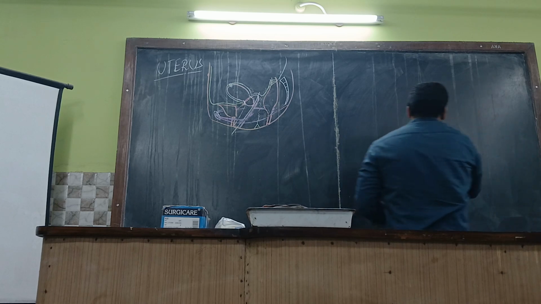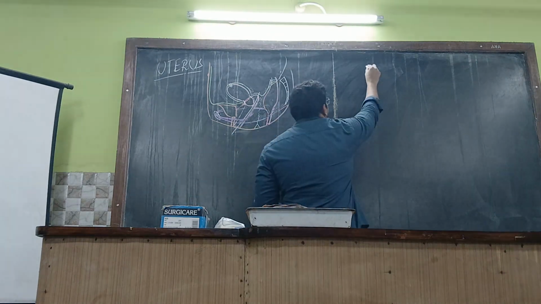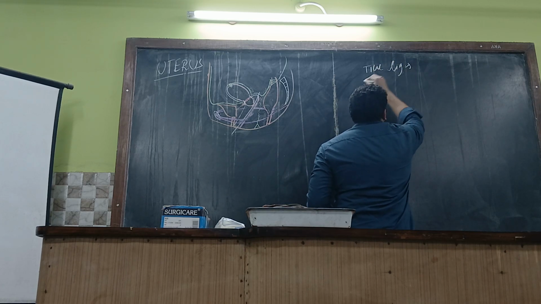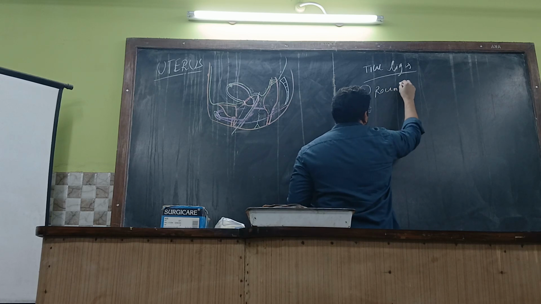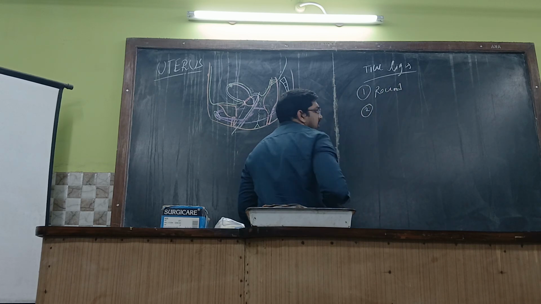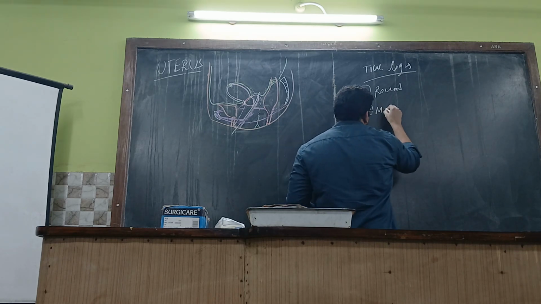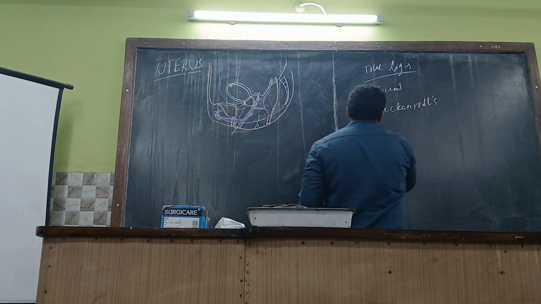So let us see the ligaments. First of all, the true ligaments. What are the true ligaments we have? True ligaments, you already know. What are those? Exactly. Round ligament, and then Beckenbroad's ligament, and then followed by.